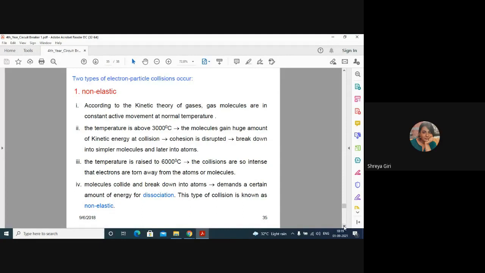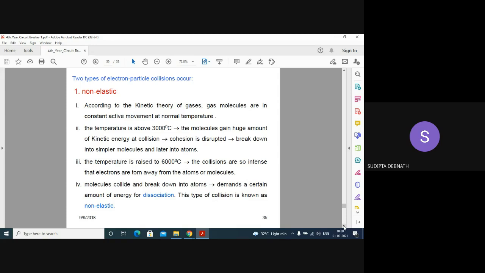Two types of electron particle collisions occur. Okay, this is the ionization process. One is non-elastic, another is elastic. Elastic, you can understand, one will transfer its momentum to the other, and that will transfer. Ultimately, there will be more creation of mobile ions. Okay, first non-elastic.